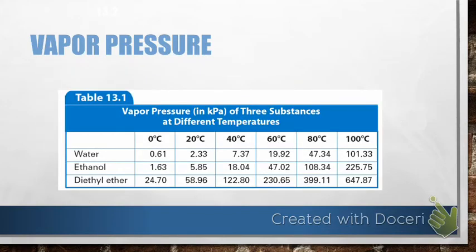This table is in your book. You don't have to write it down or memorize it. This is showing us different vapor pressures at different temperatures. What correlation do you see? We'll talk about that Friday in class.